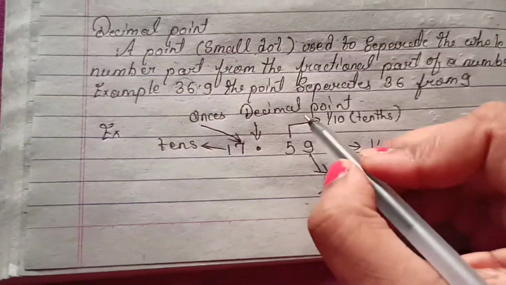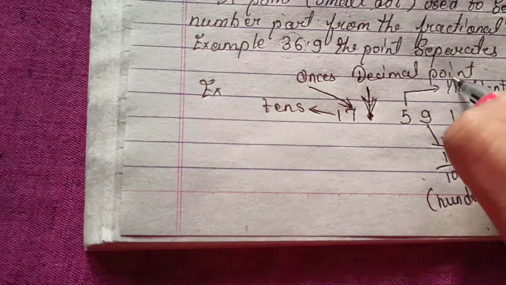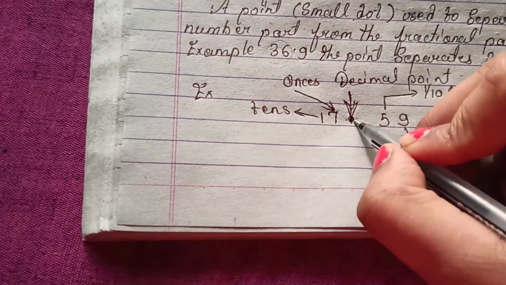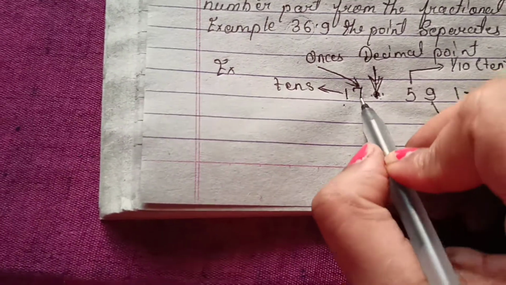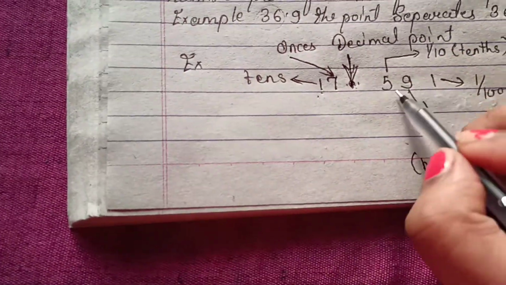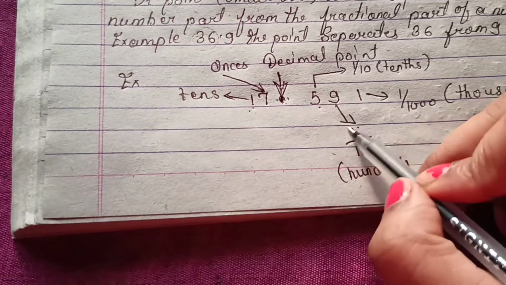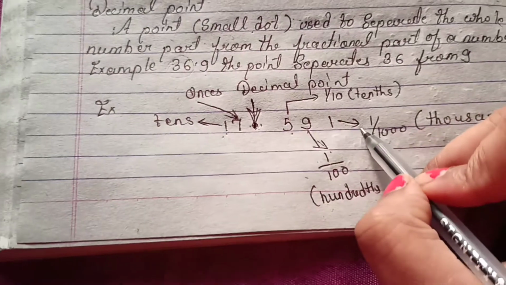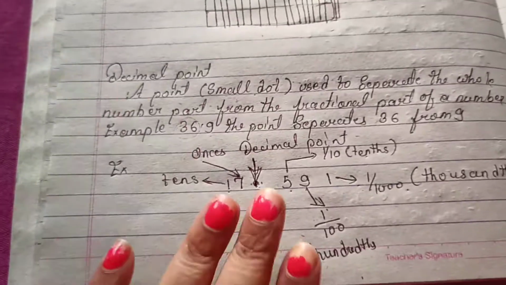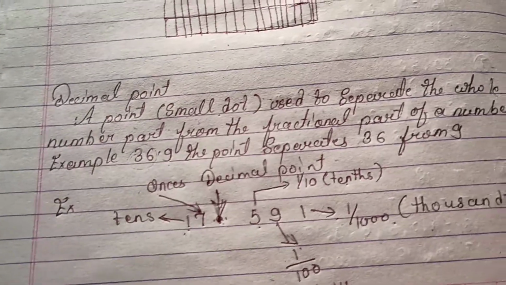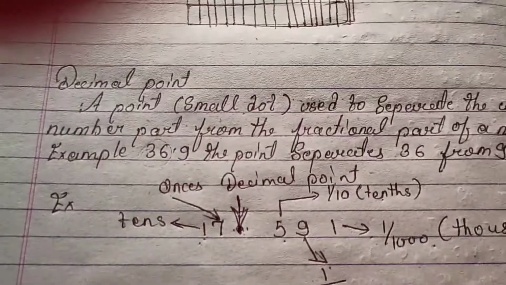Here an example is given: 17.591. This point is denoted as a decimal point. Clear? And here 7 is in ones, 1 is in tens, 5 is in tenths, this 9 will be hundredths and this 1 will be thousandths. We have learned these ones, tens, hundreds, thousands in the previous videos also.